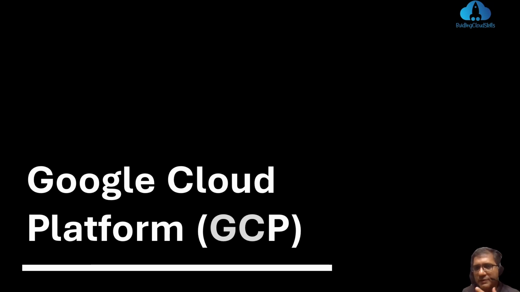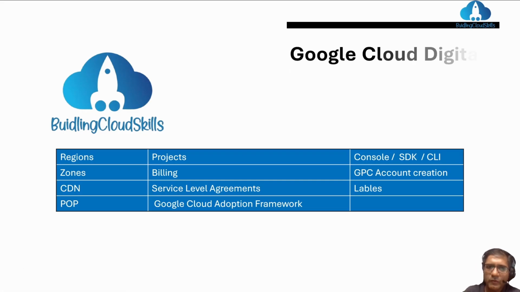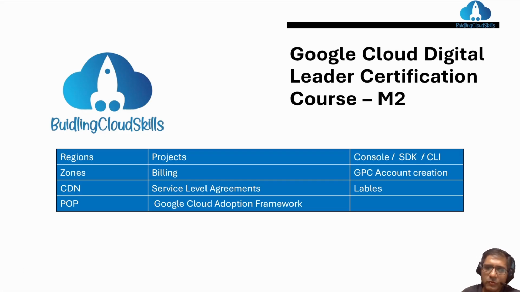First module we covered some essentials about cloud computing. This module we are going to cover some essentials on Google Cloud. The module is going to start with regions, zones, go down into CDN, point of presence and a few more things. Let's get started.